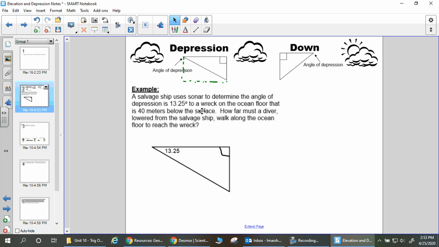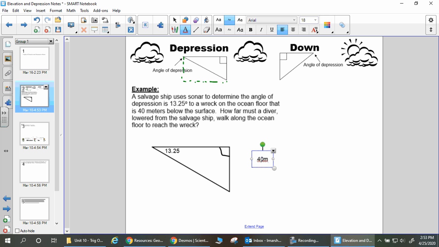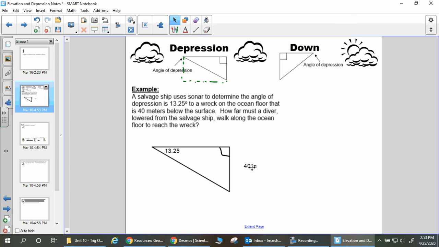So the angle of depression is 13.25 degrees to a wreck on the ocean floor that is 40 meters below the surface. Well, when we measure how deep something is, think about what direction you would measure. Would you measure how deep something is on an angle, or would you measure how deep something is straight down? We would want that measurement to be straight down. So my 40 meters should go on my vertical side.